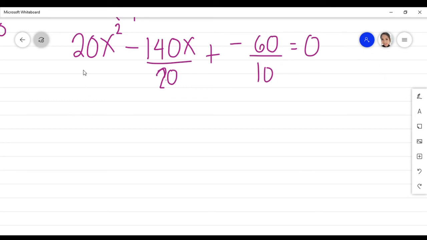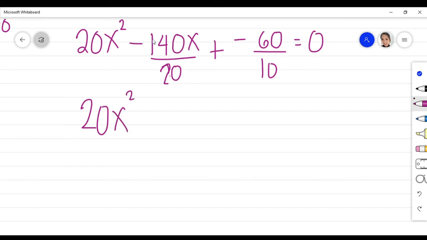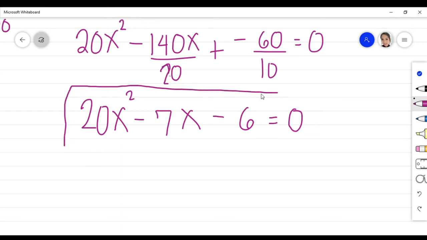So let's divide it. First copy 20x squared, and then divide negative 140 by 20, that is negative 7x. Negative 60 divided by 10, so that is negative 6 equals 0. So this is our reduced form, which is 20x squared minus 7x minus 6 equals 0. So that is our reduced quadratic equation.